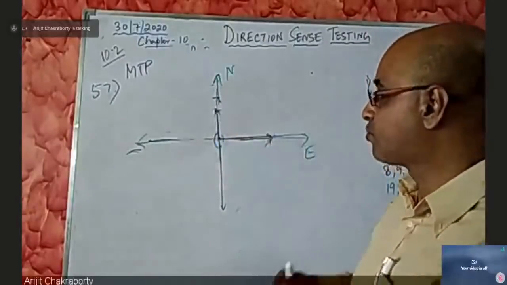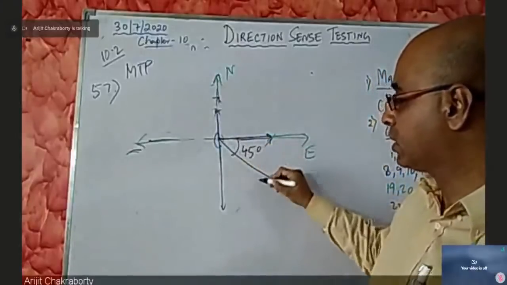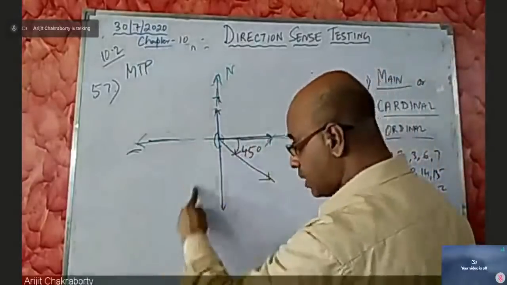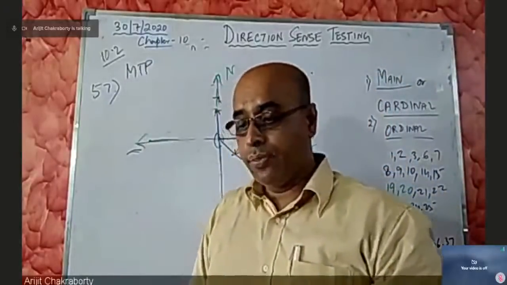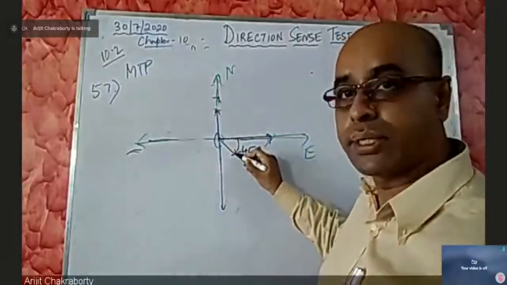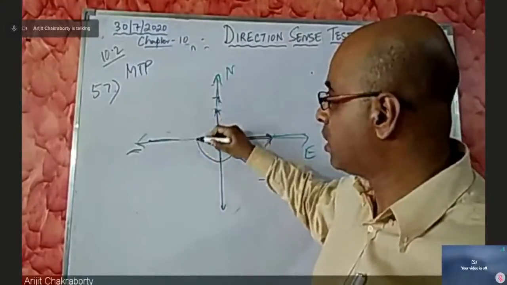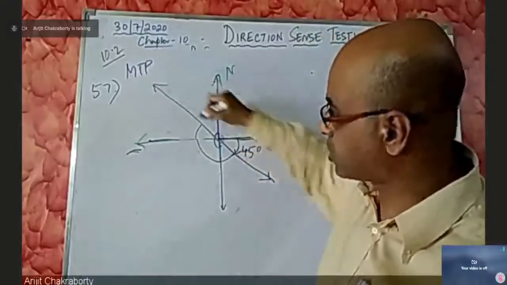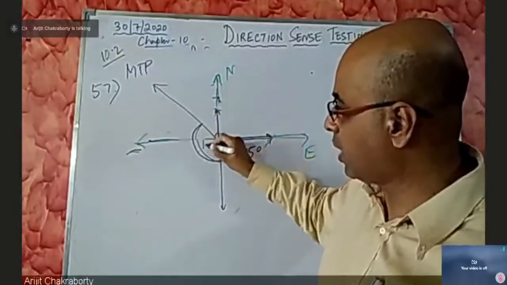So from east, he moves 45 degree in the clockwise direction. Direction is this. Fine. And then 180 degree clockwise. Again from here, he takes a 180 degree turn. 180 means 45, 90, another 45. So he takes 180 degree. So he now faces this direction. From here he takes a 180 degree turn.